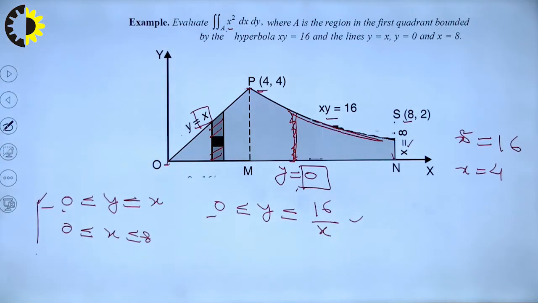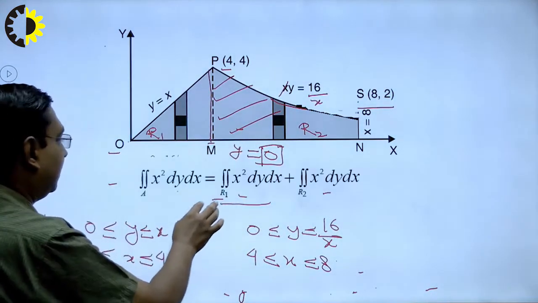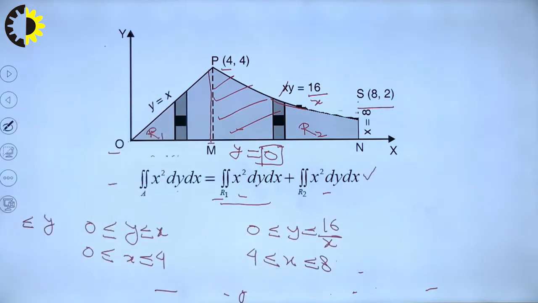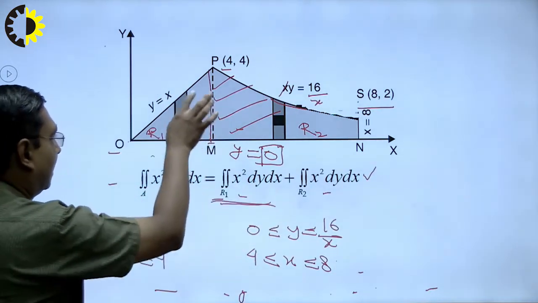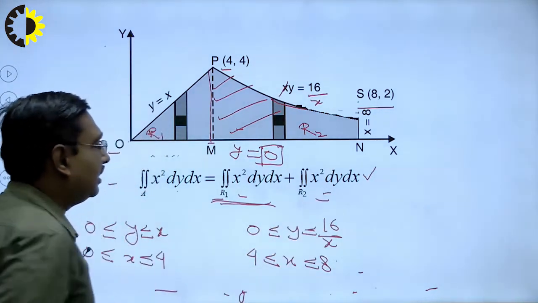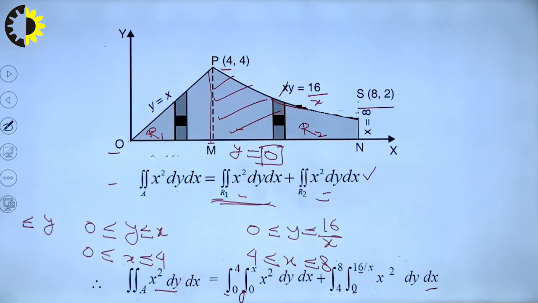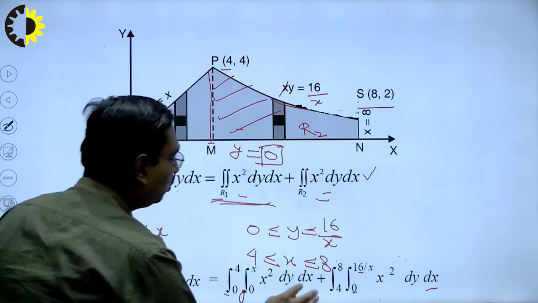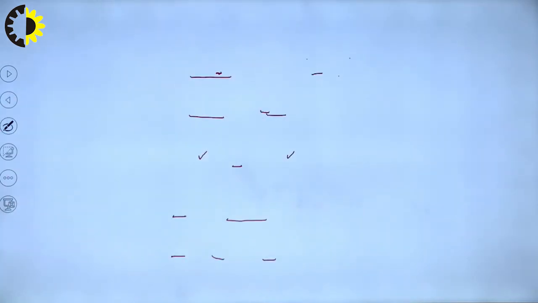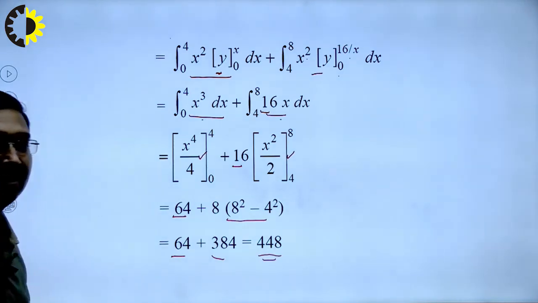Whenever such a situation occurs, we shall always break the integration into two parts. That's why I have broken the integral like this. For this first part R1, limits are calculated by the usual double integration limit finding process. For this integration R2, limits were again calculated. Applying these two sets of limits, we obtained two double integrals, and evaluating these double integrals, I obtained the value of the given double integral.